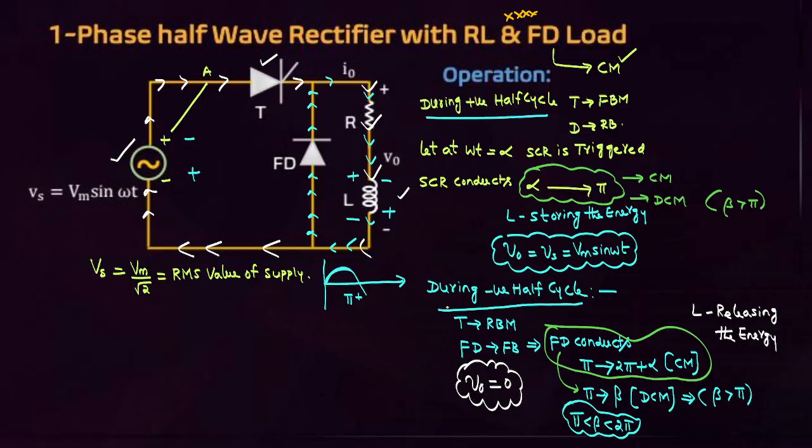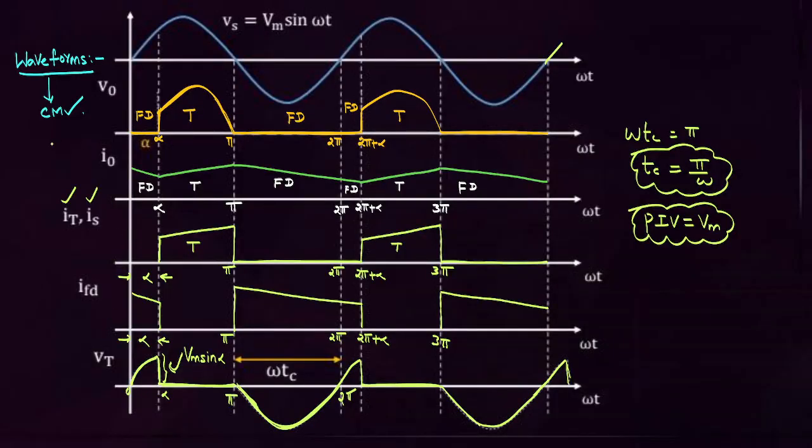In RL and freewheeling diode, SCR conduction angle is pi minus alpha, but freewheeling diode conduction angle is pi plus alpha. Let us assume that it is a continuous mode of operation. What is the SCR conduction angle? What is the freewheeling diode conduction angle? These are the waveforms with respect to continuous mode of operation.